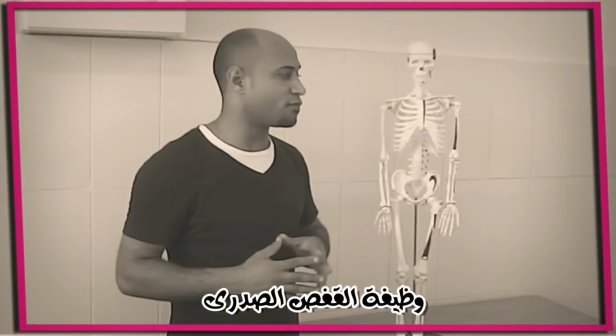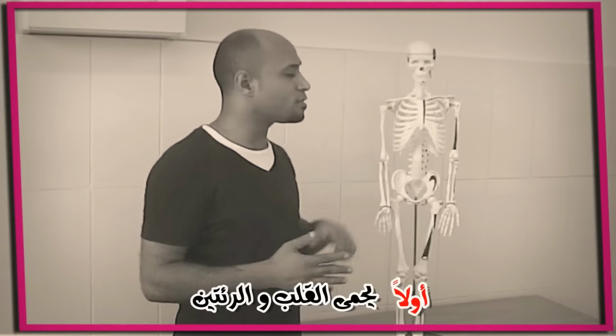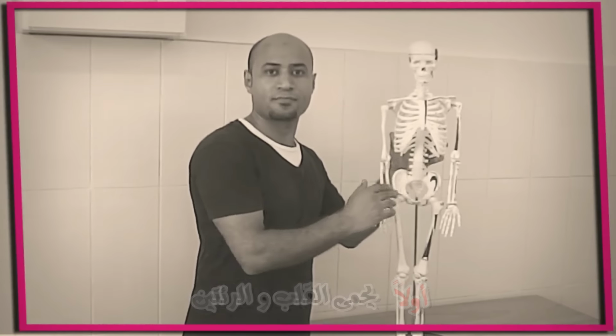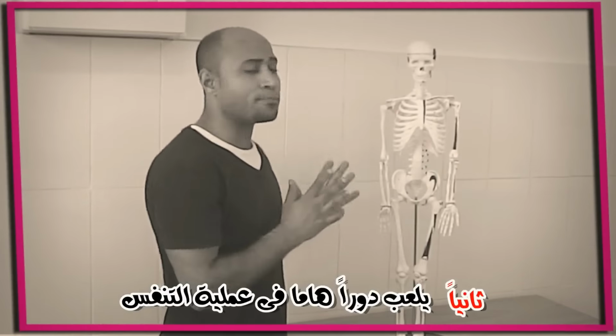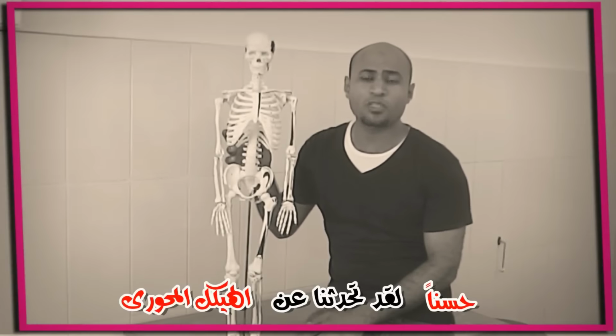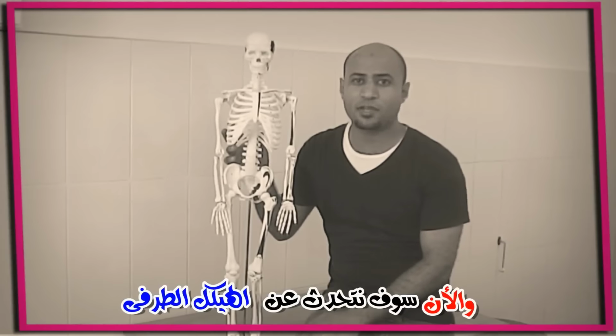The function of the rib cage, first, it protects the heart and the lungs. Second, it plays an important role in the breathing process. Okay, we talked about the axial skeleton. Now we talk about the appendicular skeleton.